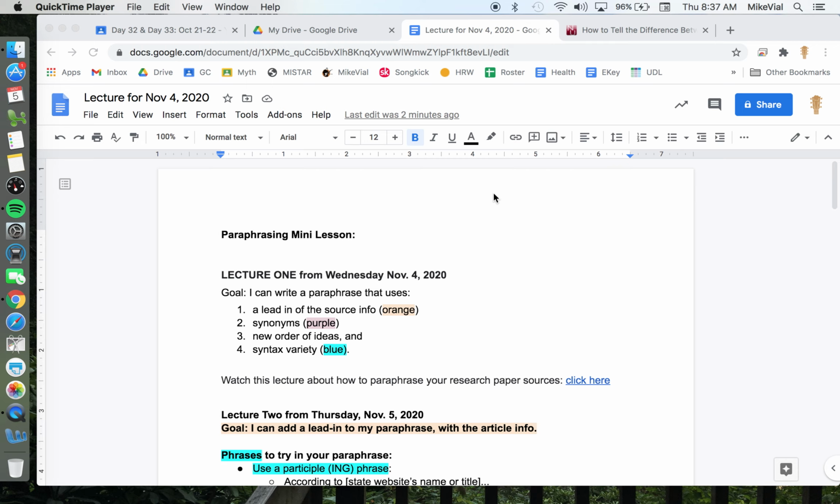Class, we're going to revise our paraphrases today. So let's look at the list of tools we use when we paraphrase and then look at an example. I'm also going to explain my color coding system so you see the examples in the models.